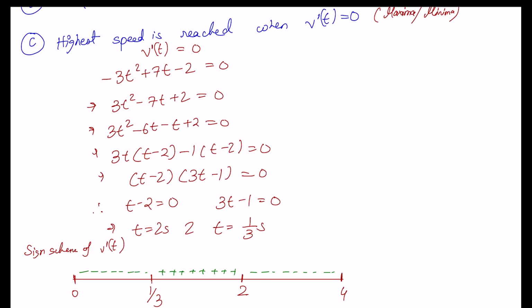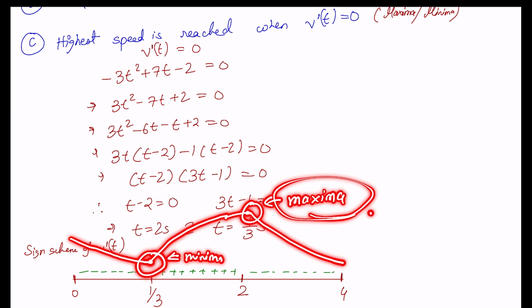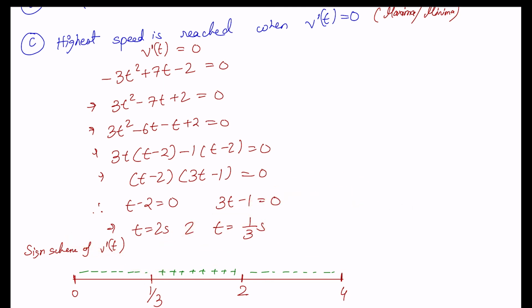Now how would I know whether 1 by 3 and 2 are maxima or minima? So you see the curve is decreasing till 1 by 3, then it's increasing to 2. Okay, then again it's decreasing, right? So obviously this is the point of minima and this will be the point of maxima. Okay, so at t equals 2, your velocity will be maximum.